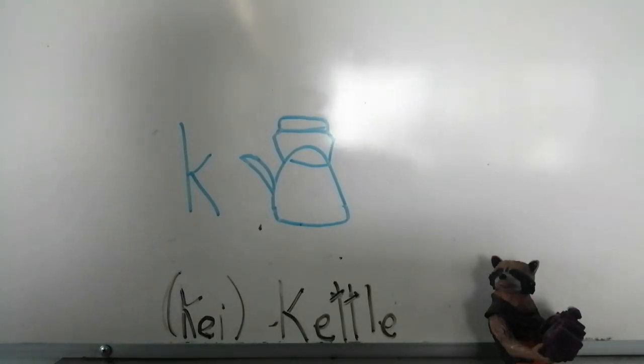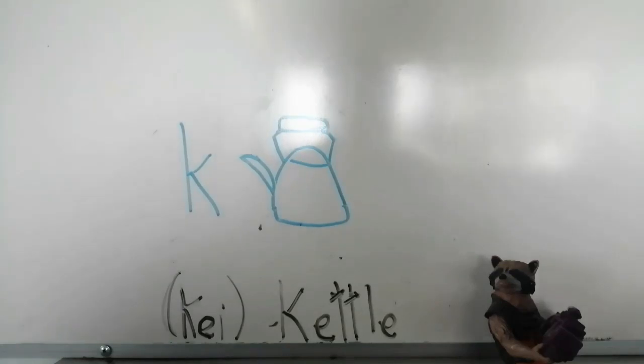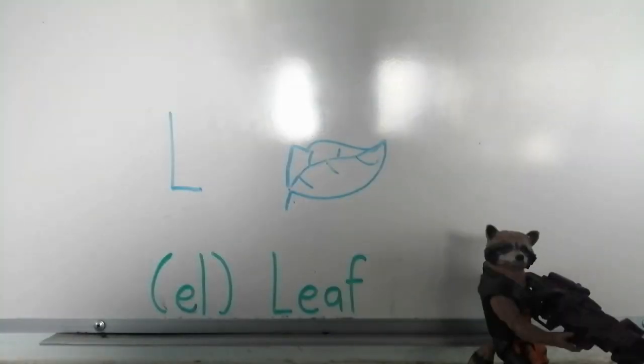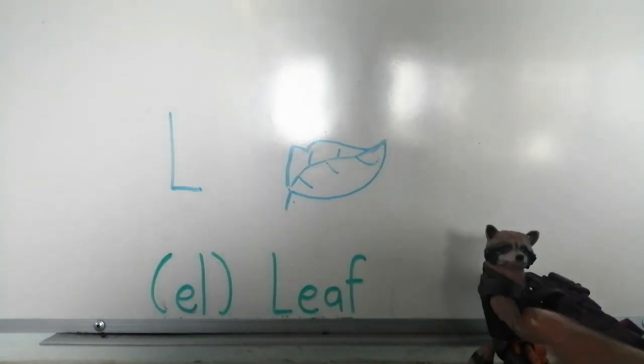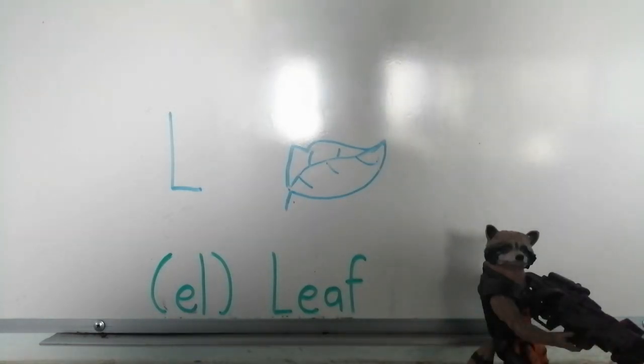Kettle. Next letter is L. Repeat, L. Like, what was clover? It was some kind of leaf. Okay, leaf. And the letter is L.